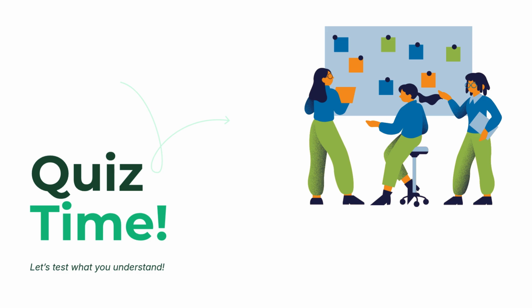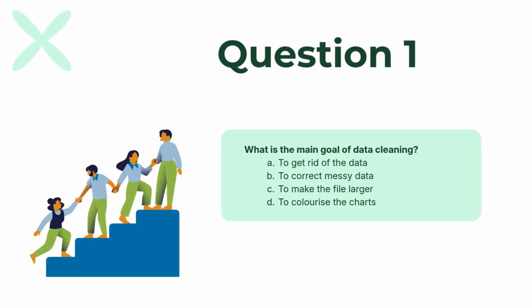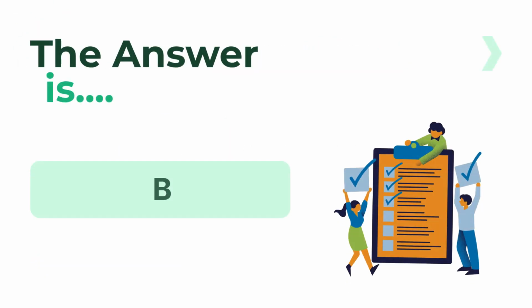Alright, let's test what you've learned with a quick quiz. Question 1. What is the main goal of data cleaning? A. To get rid of the data. B. To correct messy data. C. To make the file larger. Or D. To colorize the charts. Take a moment to think about it. The answer is B. To correct messy data.